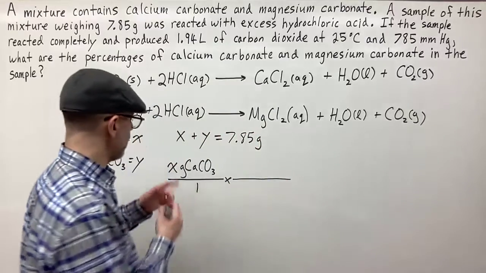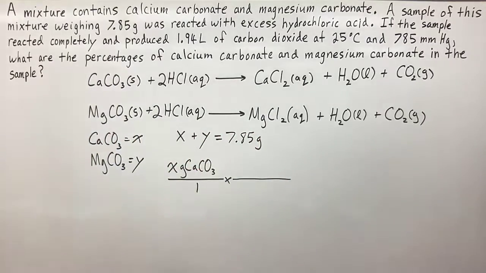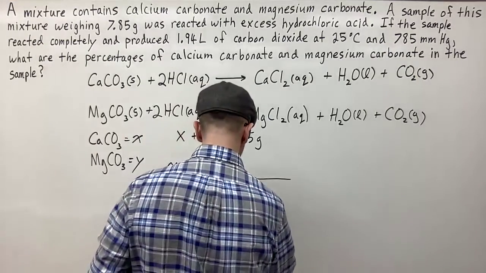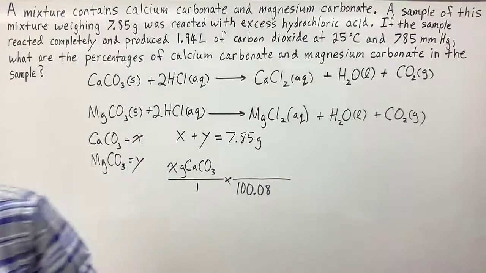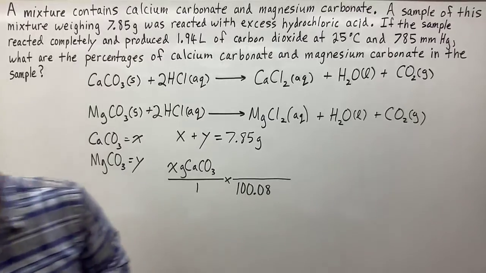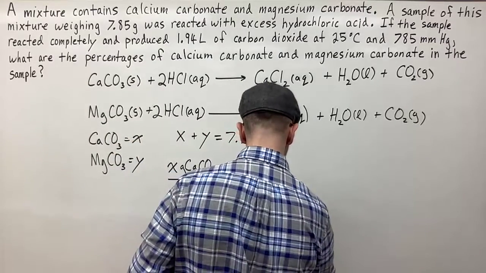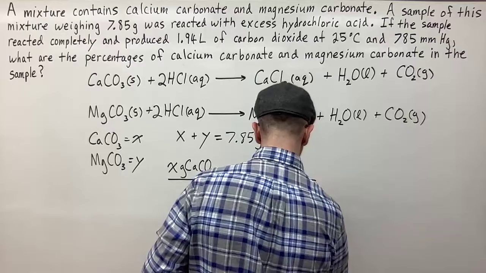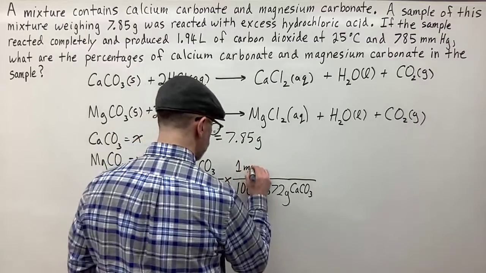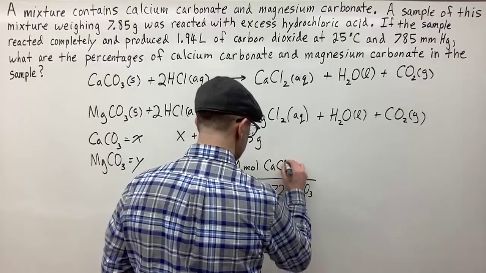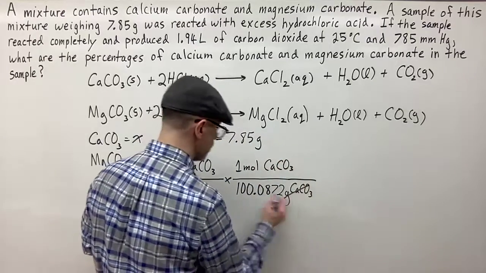So I got to calculate the molar mass of calcium carbonate, and when I do that, it's 100.0872 grams of the calcium carbonate. And then I have 1 mole of the calcium carbonate on top. So grams are going to cancel out.